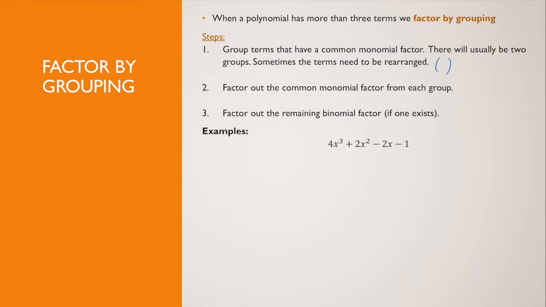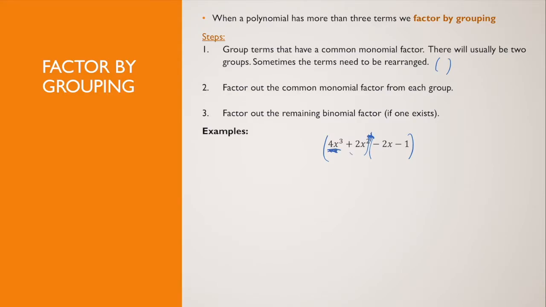You're going to factor out the common monomial from each group, and then factor out the remaining binomial factor if one exists. So let's look at this example. I have 4x squared plus 2x squared minus 2x minus 1. I'm going to put in some grouping symbols for these first 2 terms and these second 2 terms, taking the negative with me and rewriting that as addition, right?